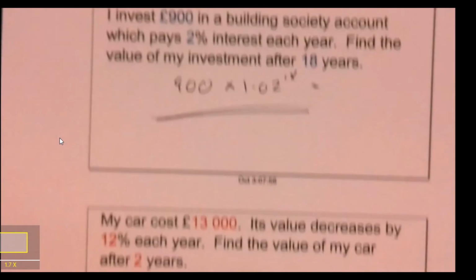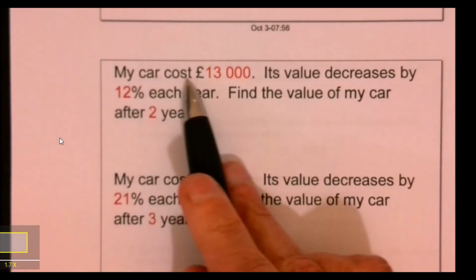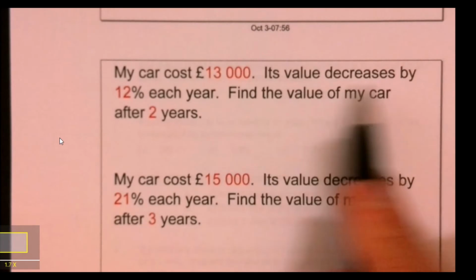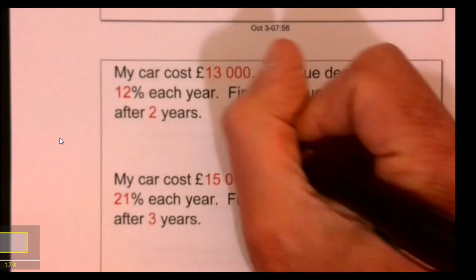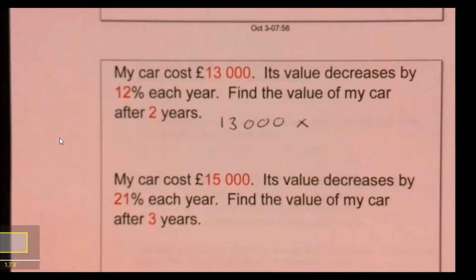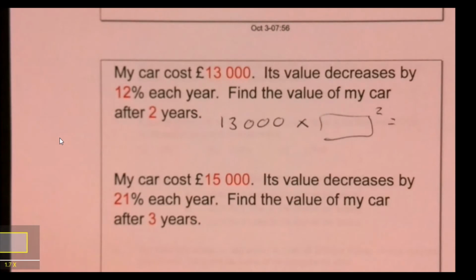What about depreciation questions? So what's happening here? A car costs 13,000. Its value decreases by 12% each year. 13,000. So it's going to be something to the power of 2. So how do I decrease by 12% each year?